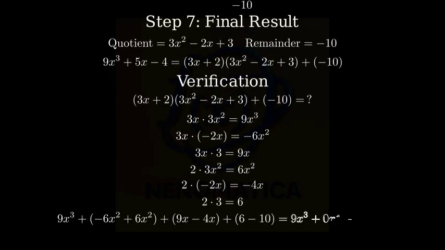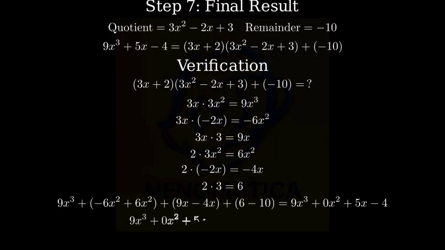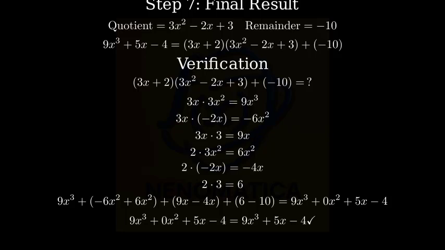Combining like terms, 9x cubed plus negative 6x squared plus 6x squared equals 9x cubed plus 0x squared. 9x plus negative 4x equals 5x. And 6 plus negative 10 equals negative 4. So we get 9x cubed plus 0x squared plus 5x minus 4, which matches our original dividend. This confirms our answer is correct.